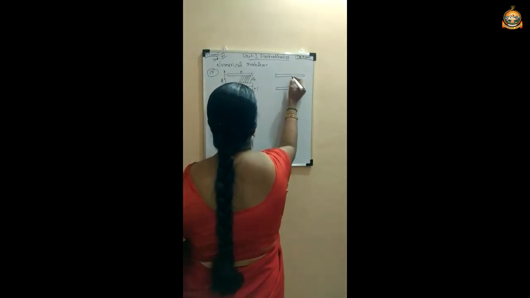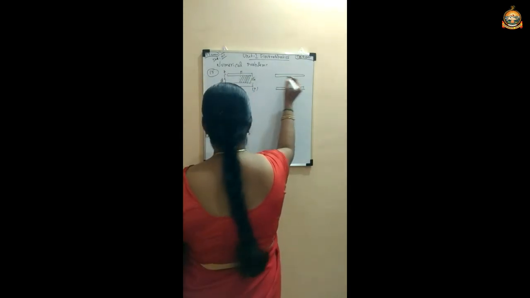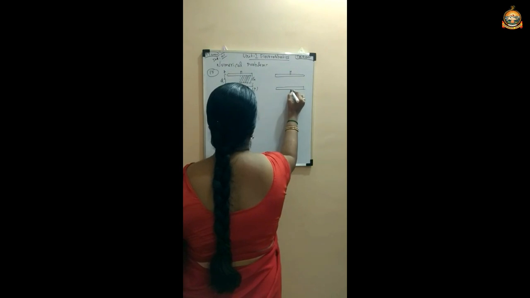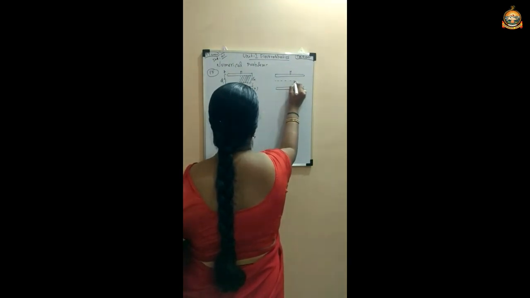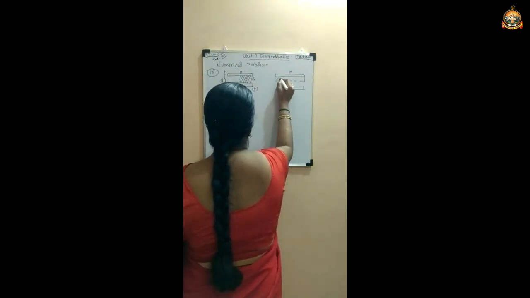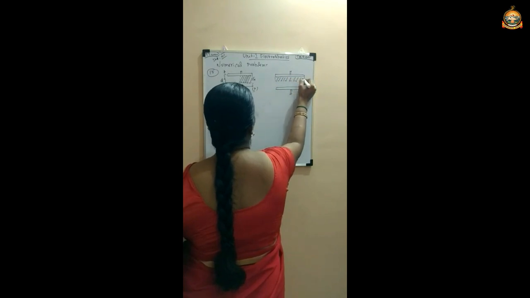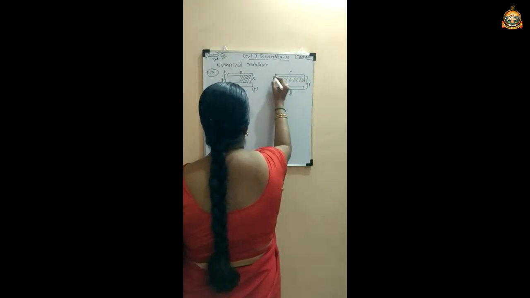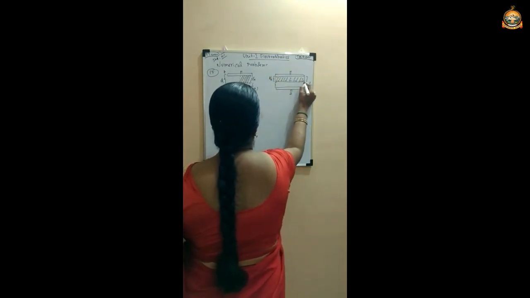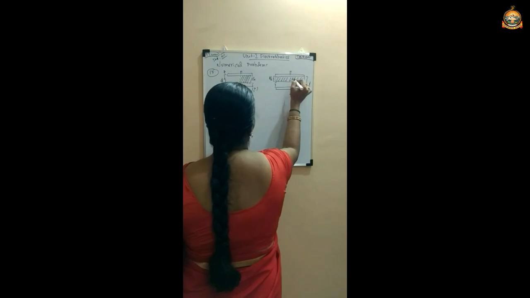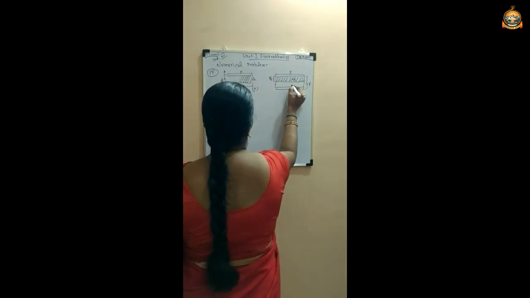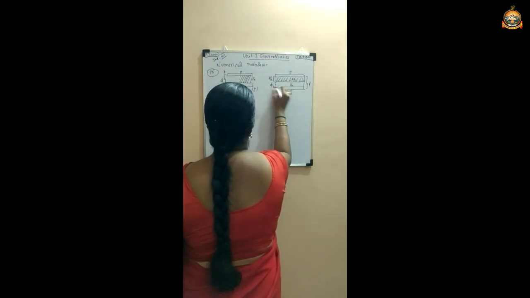Okay. See here. Here the dielectric is filled in the upper half distance. Therefore, the total distance is D. This is the distance D by 2 upper. This is epsilon r, the dielectric medium. This is the air medium. The air medium has value of 1. Distance is D by 2.